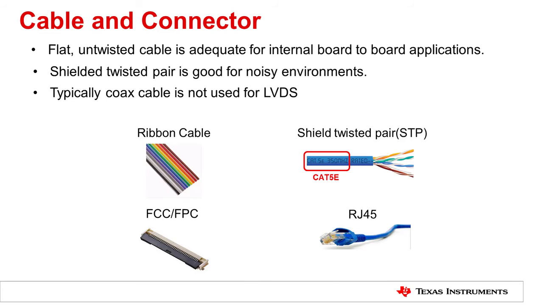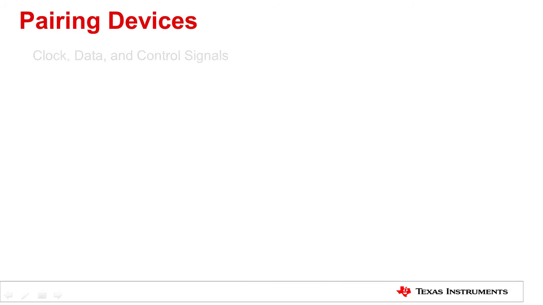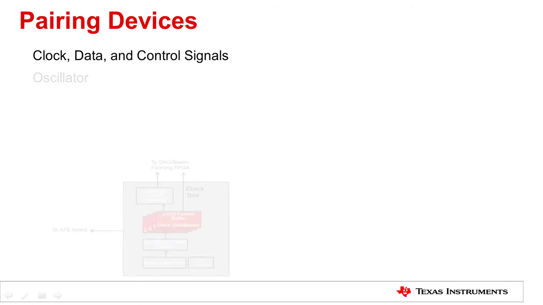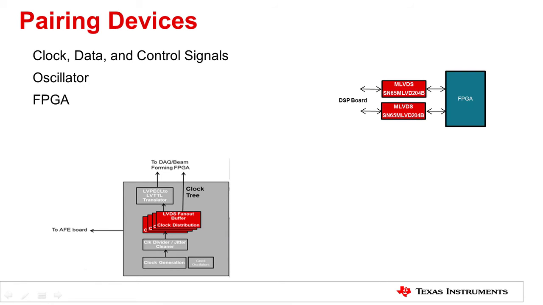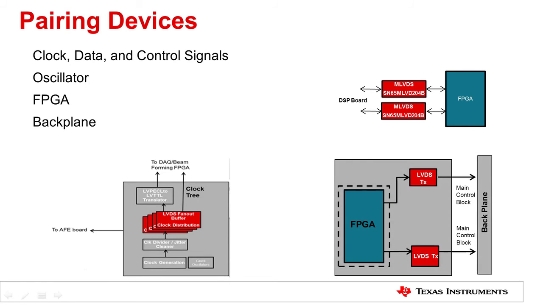LVDS is a very versatile standard that supports different cable and connector types. It can transport data, clock, and control signals, which can be used in many applications. Commonly, LVDS devices can be paired with oscillators to transport clock signals. It can be used between a DSP board and an FPGA to transfer control signals. It can be used to convert single-ended signals to differential and transfer data to a backplane.